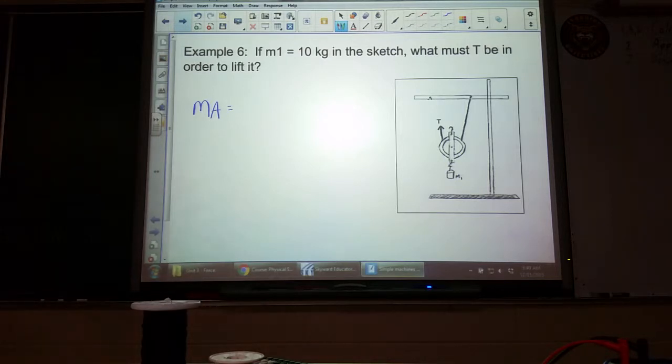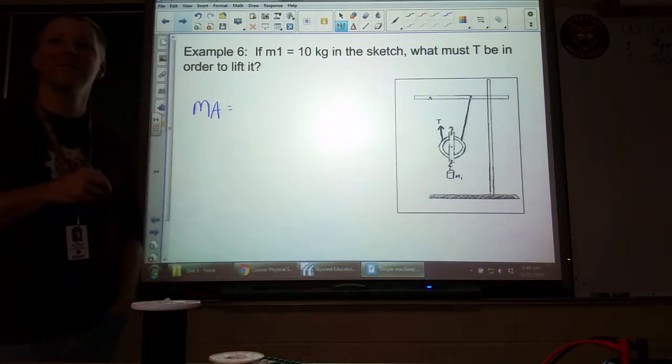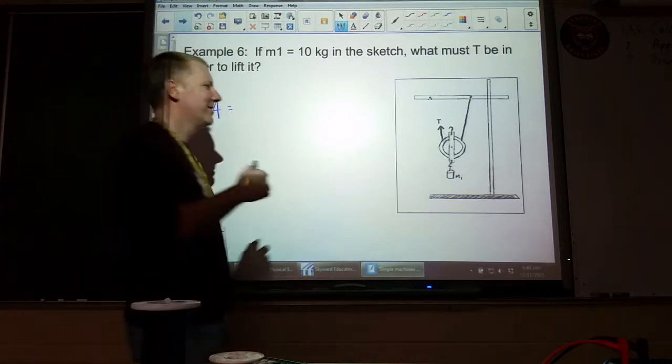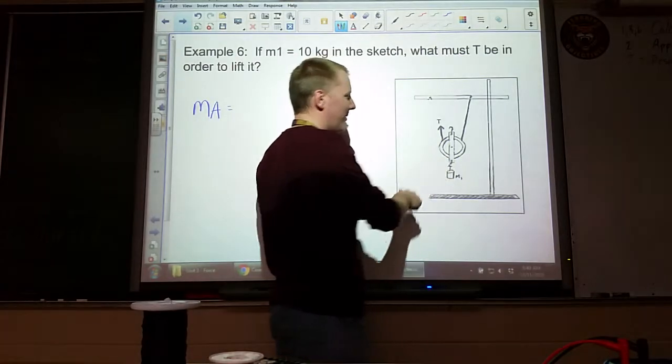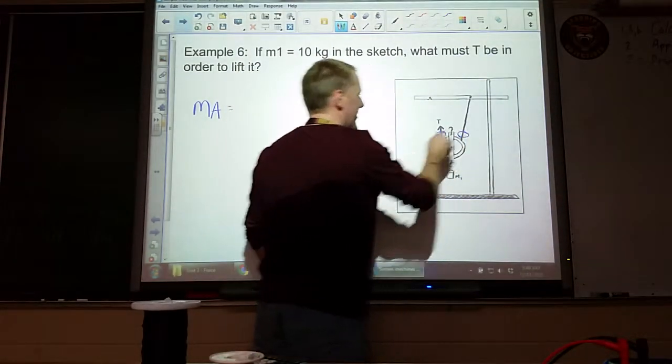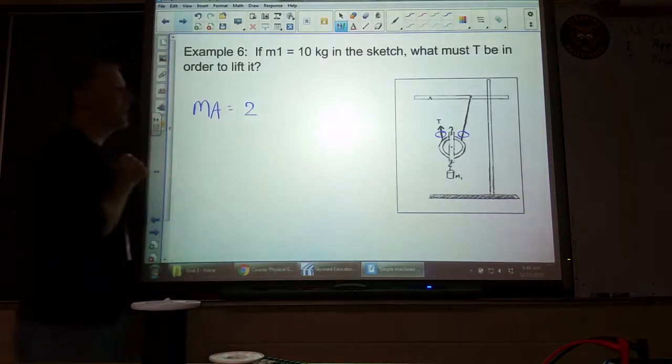There's only one string pulling up? Yeah. Actually, no. There's 2, but the other one's pulling out. Oh, but there are 2. How many strings are pulling up on the pulley or the mass itself? 2. So then it'd be 5 kilograms. Okay, mechanical advantage is 2.